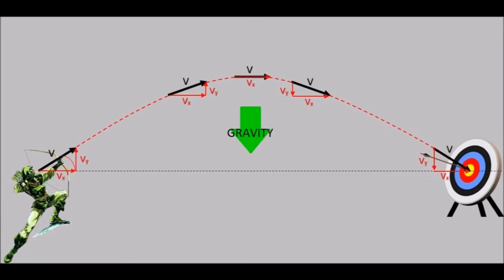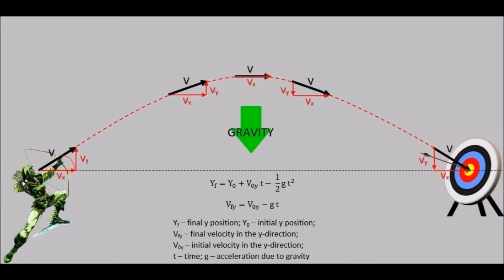Well, the y direction has the force of gravity opposing motion, causing the arrow's y velocity to slow down during the flight. Therefore, the y velocity decreases until it reaches 0 at the peak of the flight and then increases, but in the negative direction, until the arrow hits the target. This change in the y velocity is what causes the arrow to curve down.